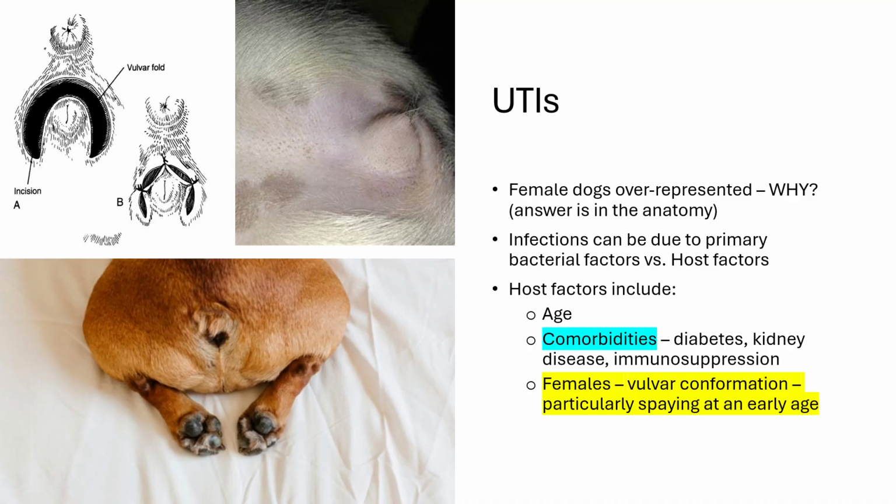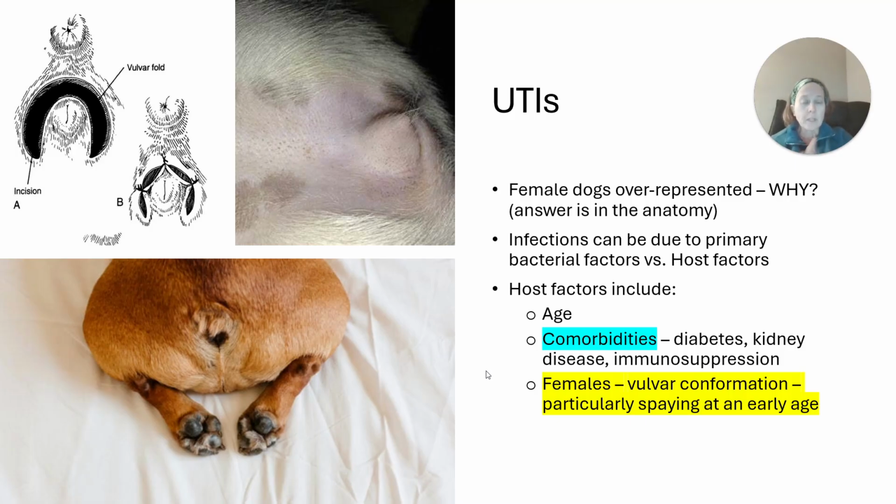Infections can be due to primary bacterial contamination versus things that are specific to the animal that we're discussing. And host factors include age. So young dogs whose immune system is not as well developed are more likely to get UTIs, but other things as well. Diabetes, where we're spilling tons of sugar into the urine. Sugar is great for bacteria to eat, so to speak.